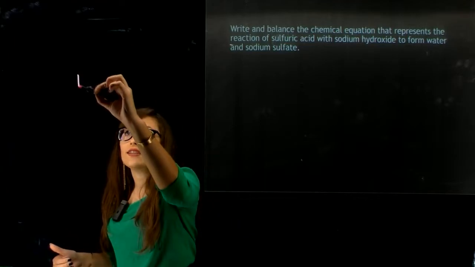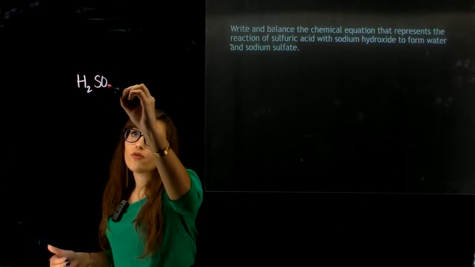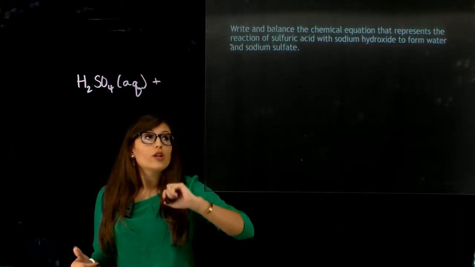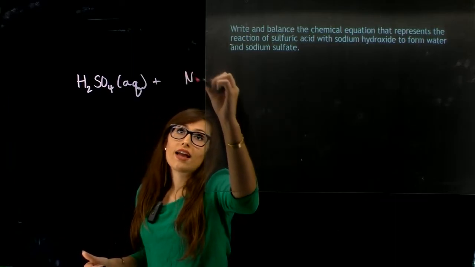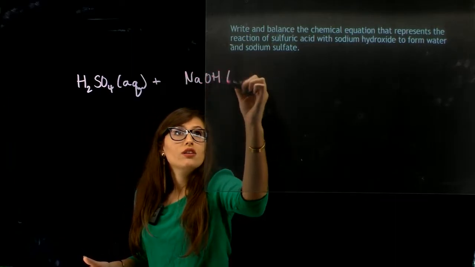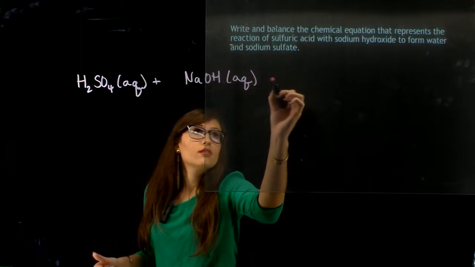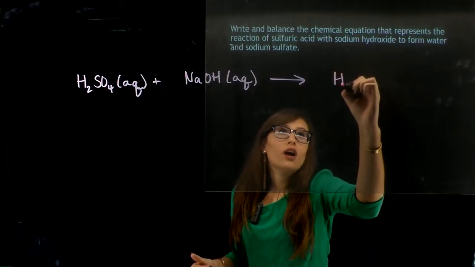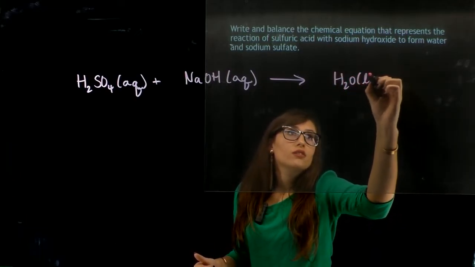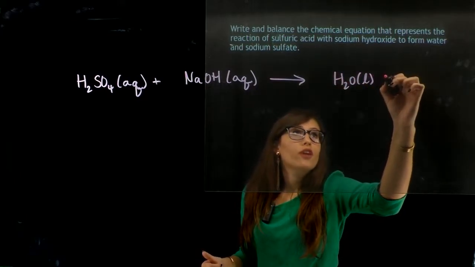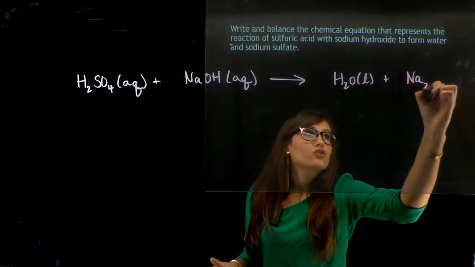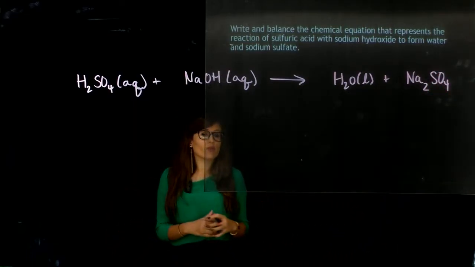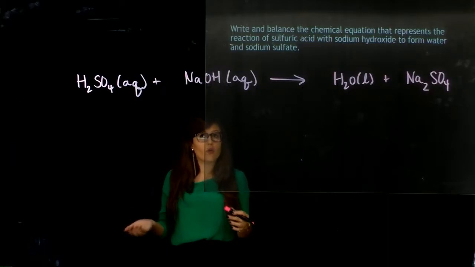Well, we know sulfuric acid is H2SO4, and this is aqueous, plus sodium hydroxide, so that's NaOH, that is also aqueous, which forms water, so H2O, and sodium sulfate. So this is Na2SO4. Now that we have everything written out, we now have to balance our equation.